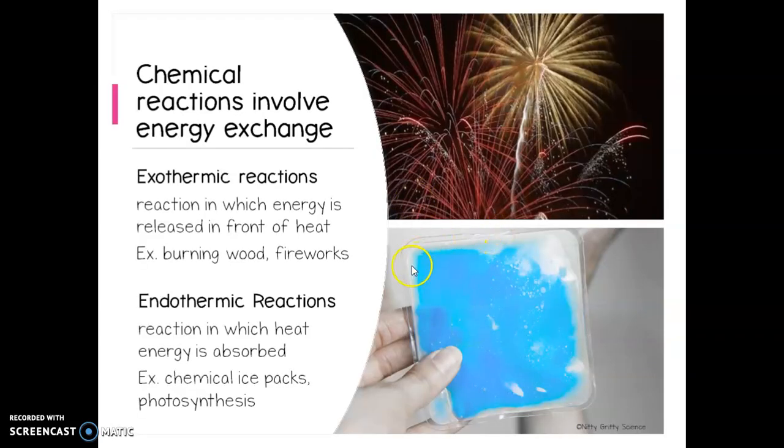There's one little error on here. I'll tell you about it in a minute, but a lot of the time chemical reactions involve energy being passed around in some way, or energy being presented in some way.